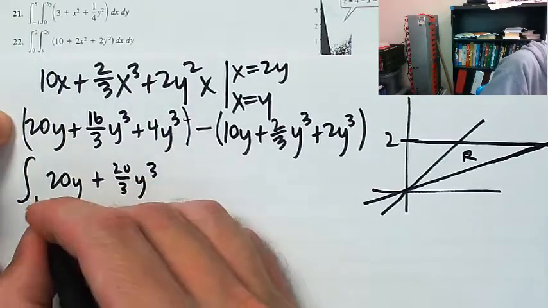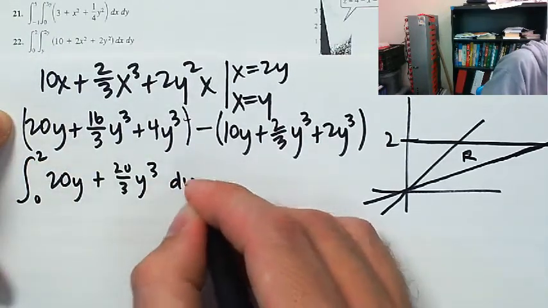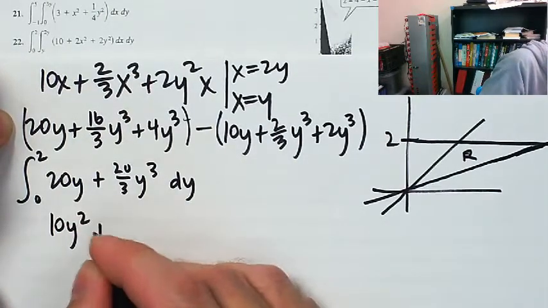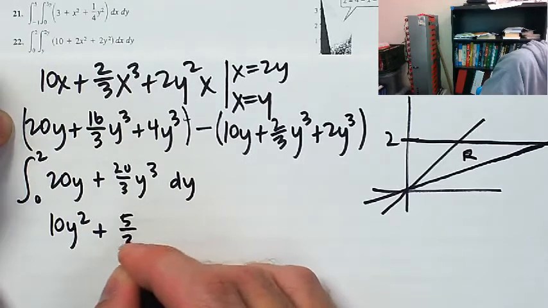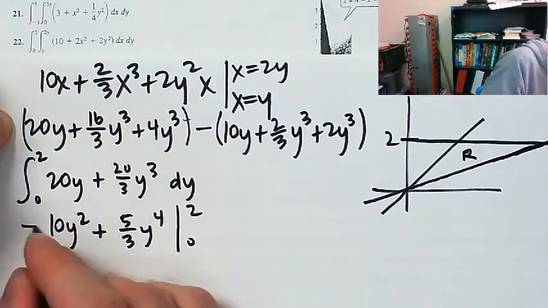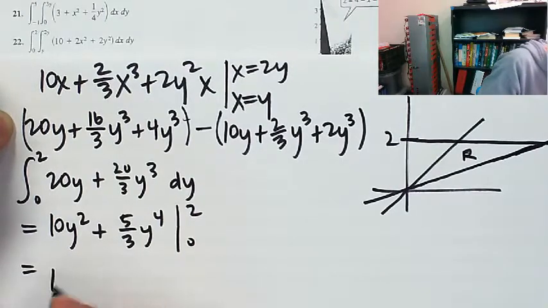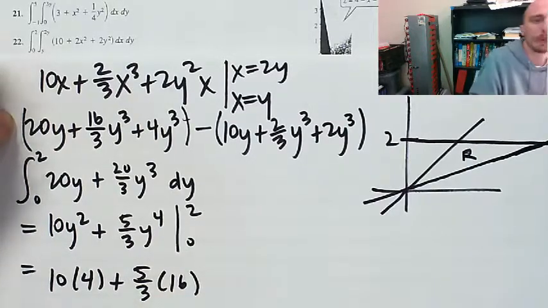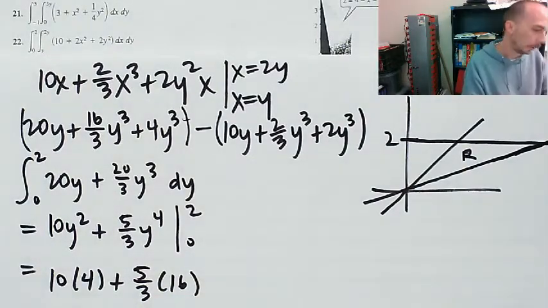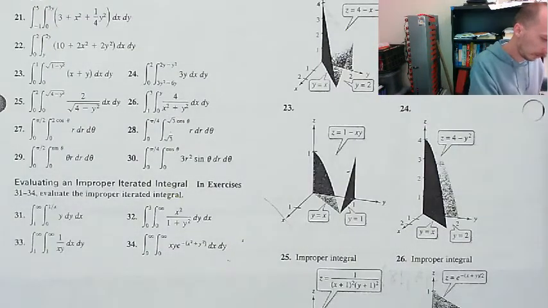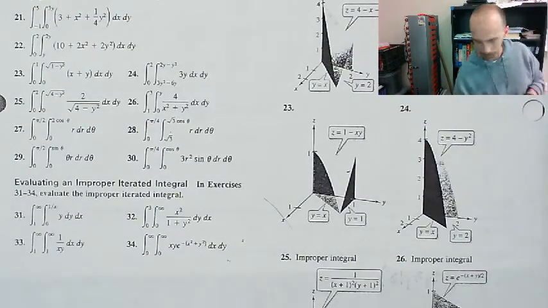Y is running from 0 to 2. So I anti-differentiate. Plug in 0 and 2 and subtract. So 10 times 4. And then I would be subtracting 0, so that'll be it. Okay, number 22, number 27, and number 33.